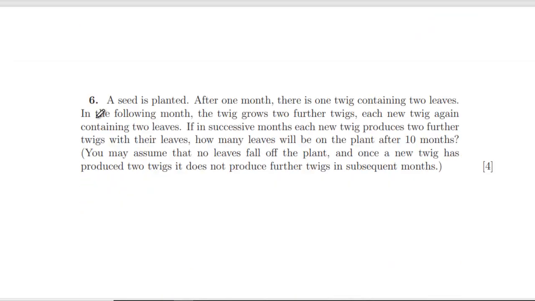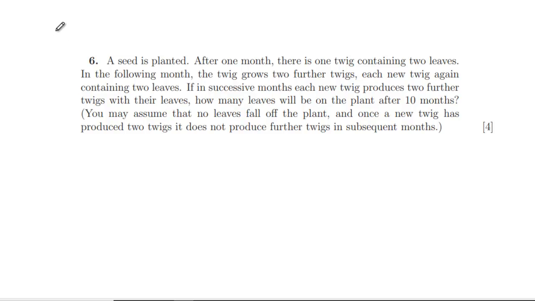Something a little bit different, so not doing the tossing a coin thing all the time or rolling dice. A seed is planted. After 1 month, there is 1 twig containing 2 leaves. In the following month, the twig grows 2 further twigs, each new twig containing 2 leaves. So we started with that, and then we go to that, and this keeps on happening until we get to month 10.